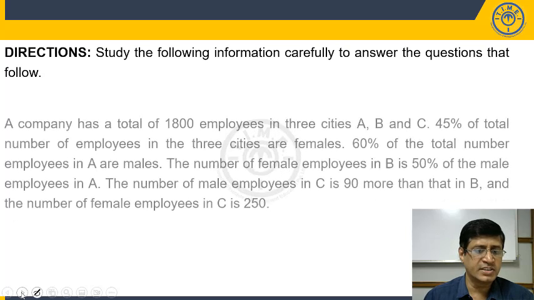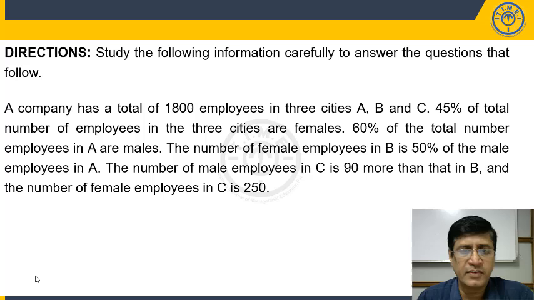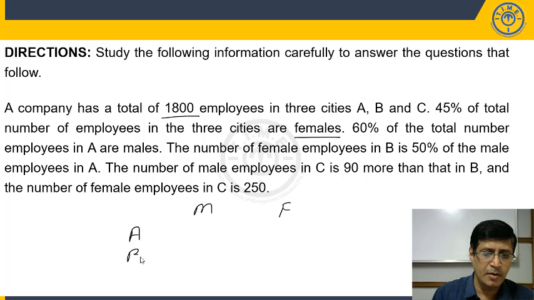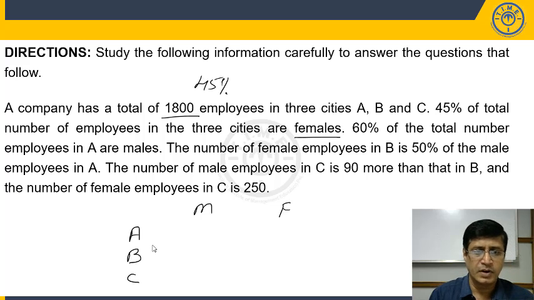Now look at the next set of questions here. Here a caselet is given. Just look at the data given in this caselet. So total number of employees is 1800. A, B, C are the 3 cities. 45% of the number of employees are females. So male and female. The 3 cities A, B and C. So what is it saying here? 45% of the total number of employees are females. So what is 45% of 1800?